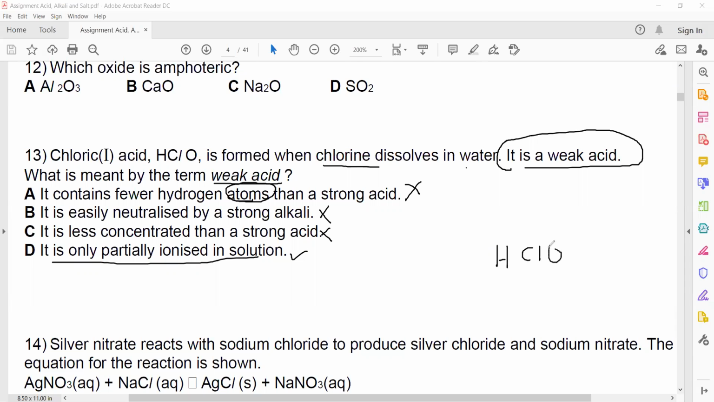So when we say it is a weak acid, what does it mean? If you have 100 molecules, out of 100 molecules only 1 or 2 molecules will break into ions. So out of 100, only 1 or 2 molecules break into ions. So we call it partially ionized. So this is the definition for weak acid.